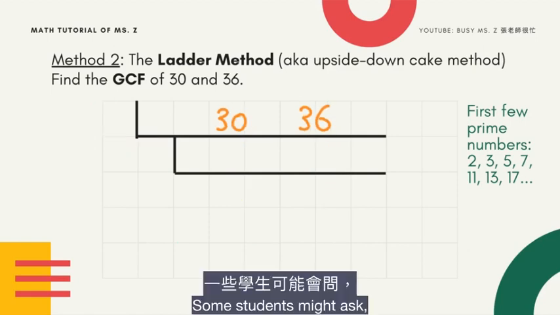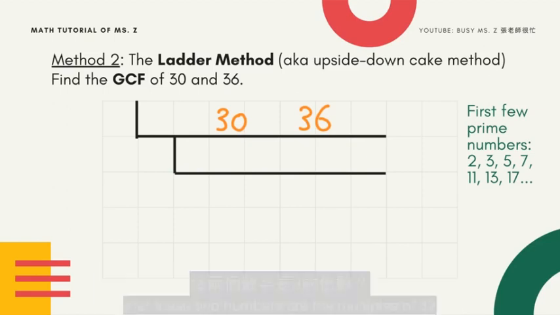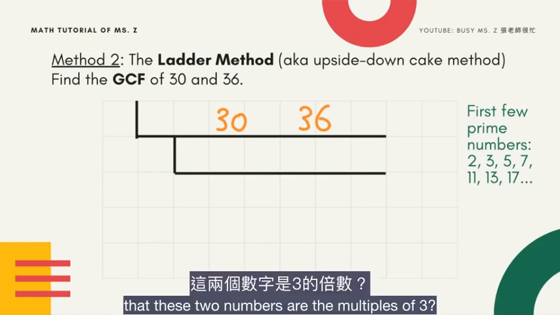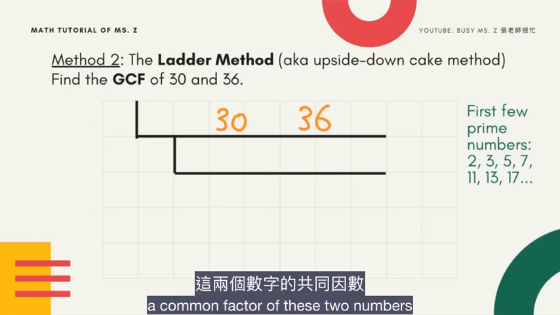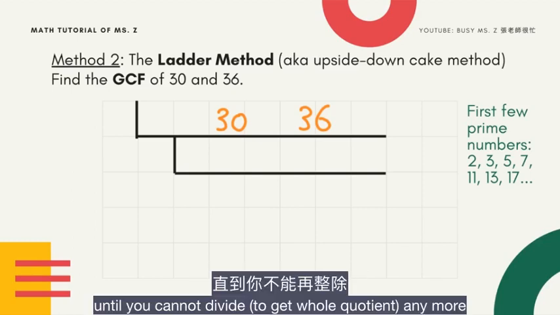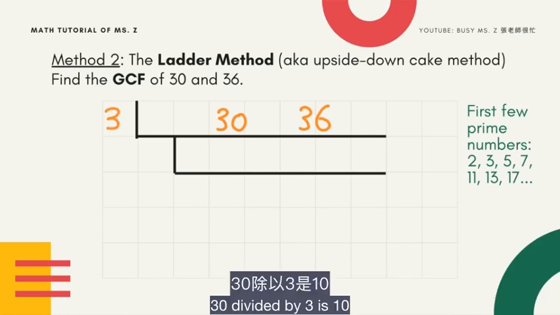And some students might ask, can I divide these 2 numbers by 3 if I already know that these 2 numbers are multiples of 3? Absolutely. You can basically find a common factor of these 2 numbers until you cannot divide anymore. So let's say we want to pick 3 first. 30 divided by 3 is 10. 36 divided by 3 is 12.